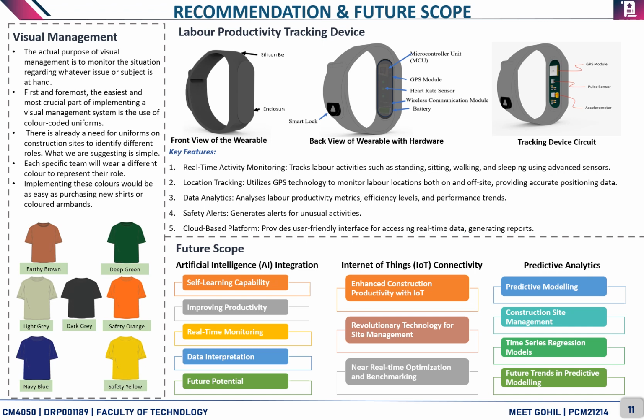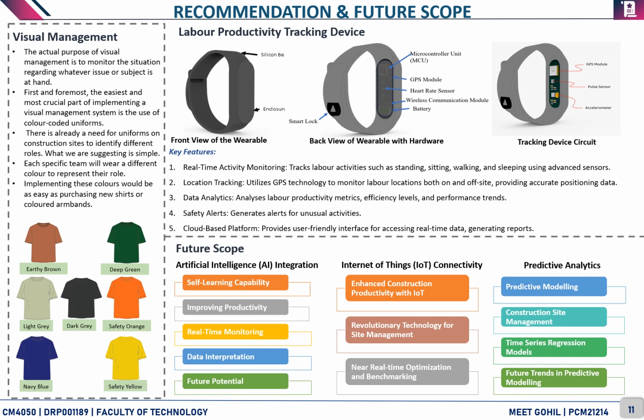The wearable hardware components of the labor productivity tracking device are an accelerometer sensor, GPS module, heart rate sensor, microcontroller unit, wireless communication module, battery, enclosure, and a smart lock that the wearable can only be unlocked by the scanner with the help of an authorized person at the purchasing room or security. The band will be a high tensile silicon band, used for the device to be worn on the wrist.